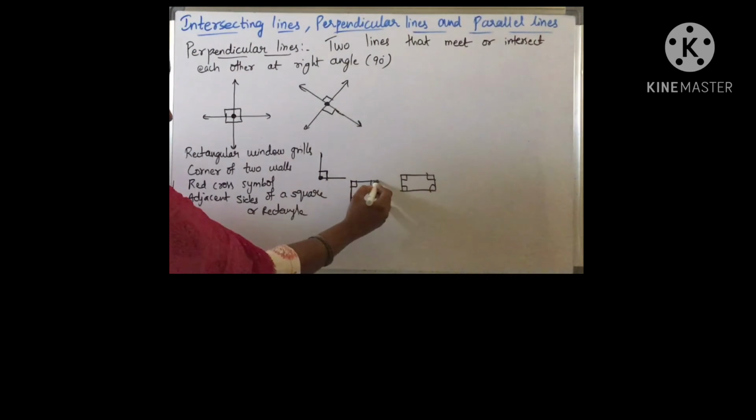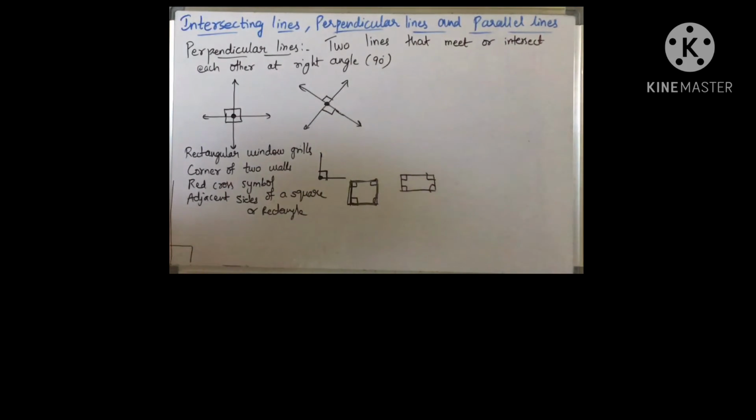Means here we can say this line and this line are perpendicular, and these two adjacent sides are perpendicular, and these two adjacent sides are perpendicular, and here these two adjacent sides are perpendicular. That means we will get four pairs of perpendicular lines in the adjacent sides of a square or rectangle. Okay, children.